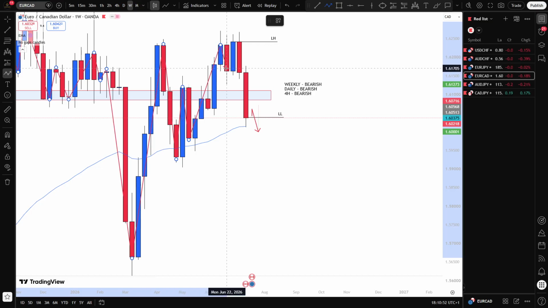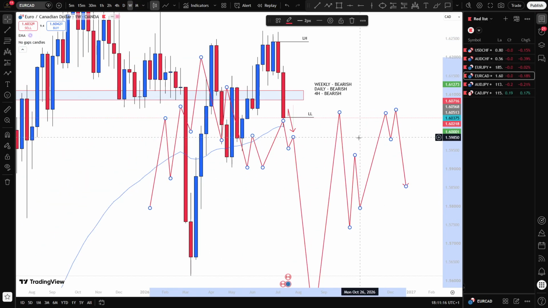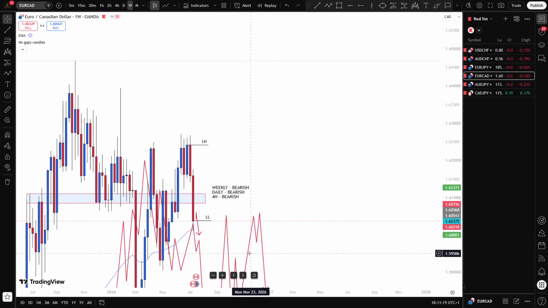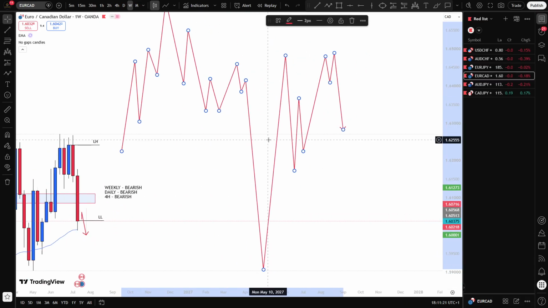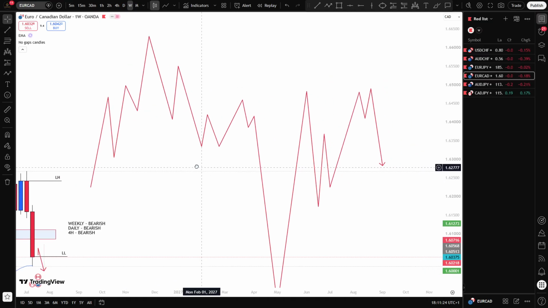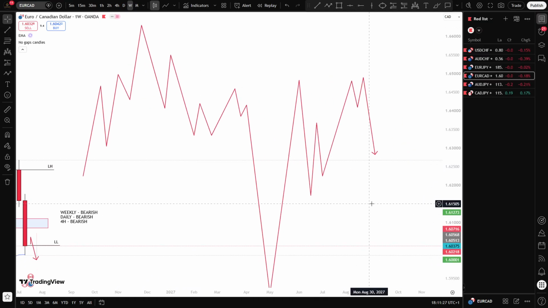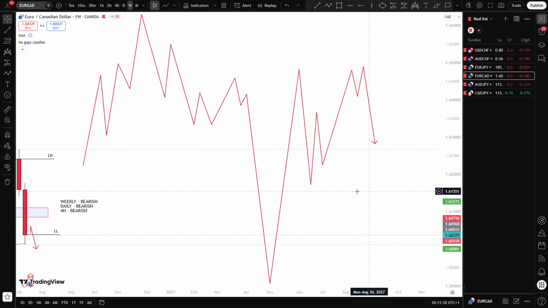So we have a pullback, then we have a new higher high here. I don't know if you understand. We have a pullback and a new higher high here, and this candle body closed there to turn bearish. So let me show you how the structure is here. This is more like a minor structure we are having here. You see how the structure is here.